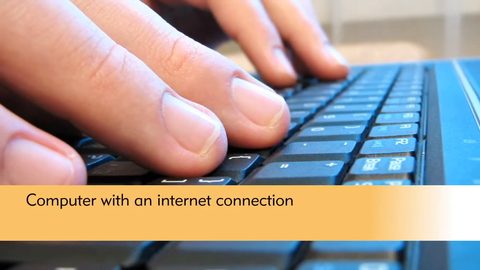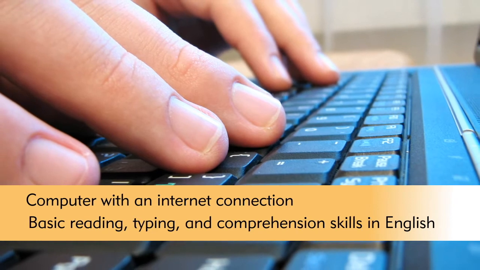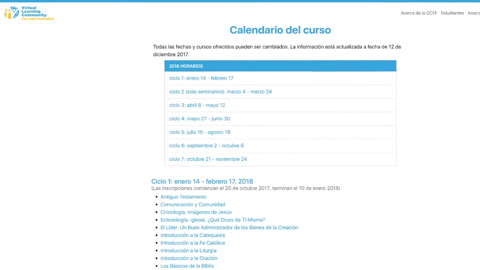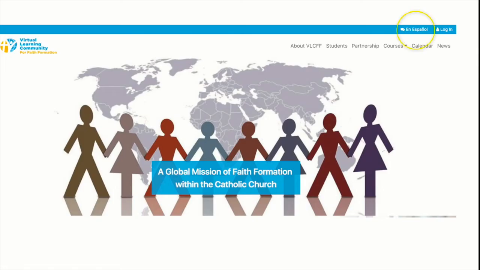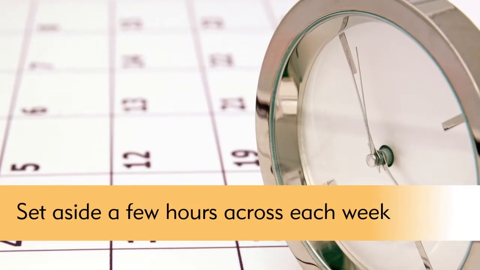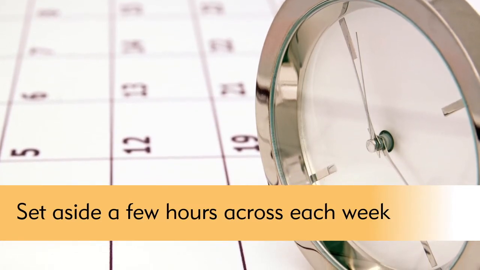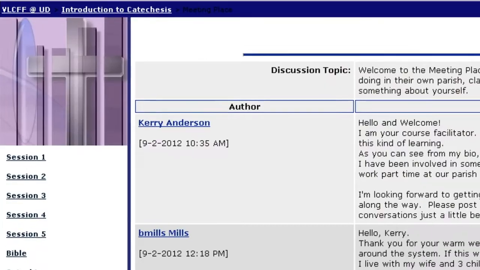So what do you need to be an e-learning student with the VLCFF? Well, first, you must have a computer with an internet connection. Second, basic reading, typing, and comprehension skills in English are required for most of our classes. Note that we also have a growing catalog of classes offered in Spanish. For more information, click on the Spanish link on our website. And finally, you need to set aside a few hours across each week to study the course material, take short quizzes, participate in the online discussion boards, and respond to session assessment questions.